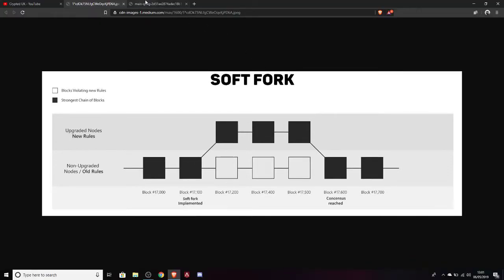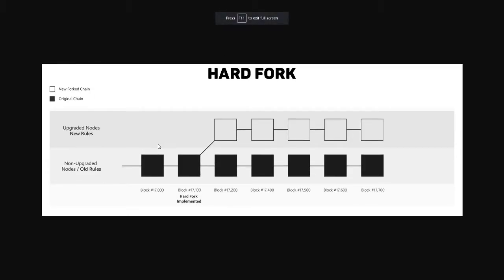Now going into hard forks, for example, you can see the chart has changed a bit. So the black blocks are the part of the original chain, and the clear blocks are the new forked chain. So this is the non-upgraded node, the old rules, and this is the upgraded nodes with the new rules. So as you can see here, here's the first block, and the second block is where the hard fork was implemented. The same system is done via vote. So they voted for the hard fork right here.